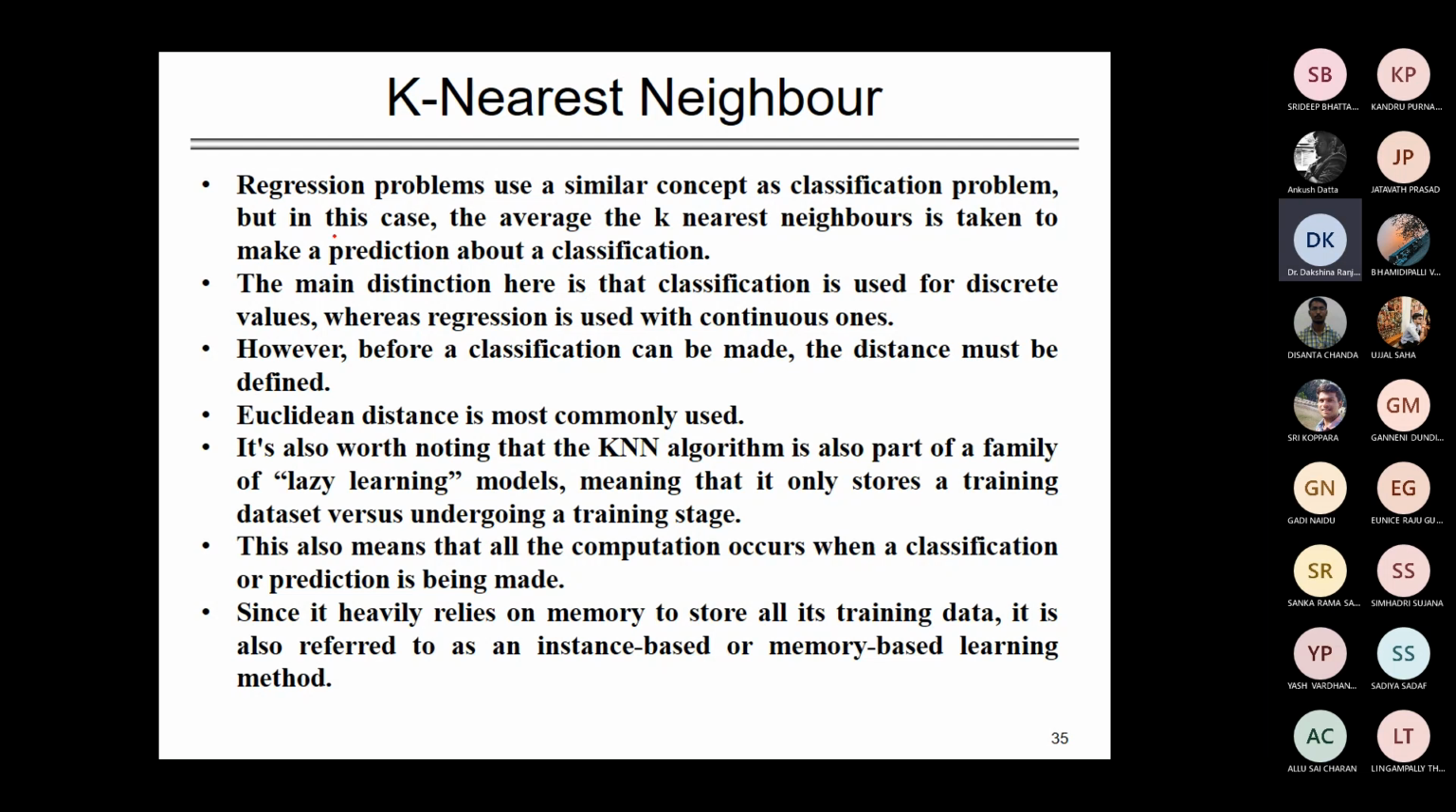Now, regression problems use a similar concept as classification problems, but in this case, the average of the k nearest neighbors is taken to make a prediction. The main distinction here is that classification is used for discrete values, whereas regression is used with continuous ones. We know this from when we talked about linear regression and logistic regression. However, since we need to introduce this classification technique, we need to recall these features about k nearest neighbor.